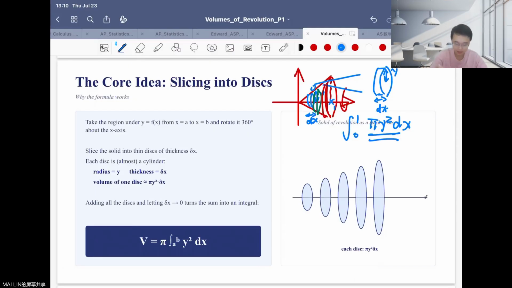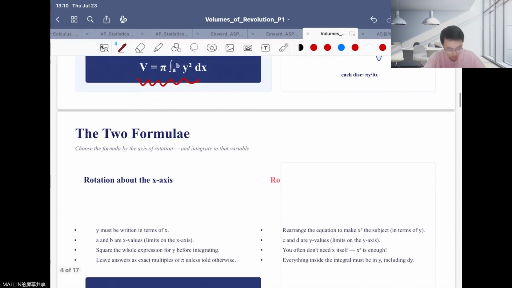So we can conclude that the volume equals pi times the integration from a to b of y squared dx. That is the exact volume formula: volume equals pi integral from a to b of y squared dx. That is the volume to consider here.